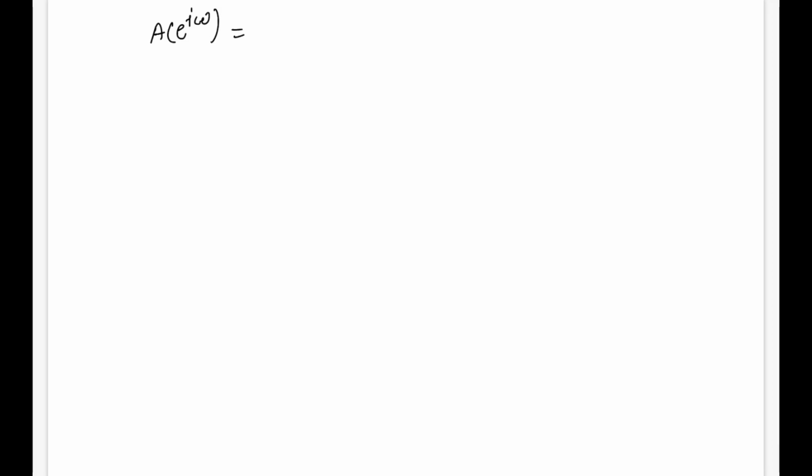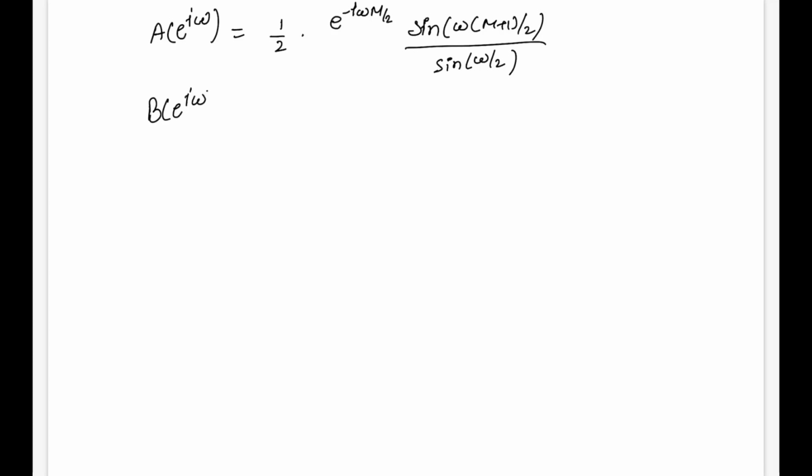the difference that there we calculated when it was 1, now when it is half. So it will be nothing but half into e to the power minus jωM by 2, sine... Okay. Now B(e^jω).